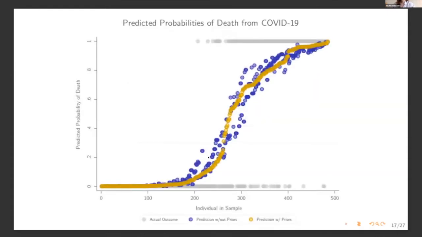Next, we wanted to evaluate the predictive power of our model. We did it by plotting the predicted probabilities of both models against the actual data. We can see that both models do a very good job at predicting probabilities. However, the model with prior information, which is given in yellow, does relatively a better job.